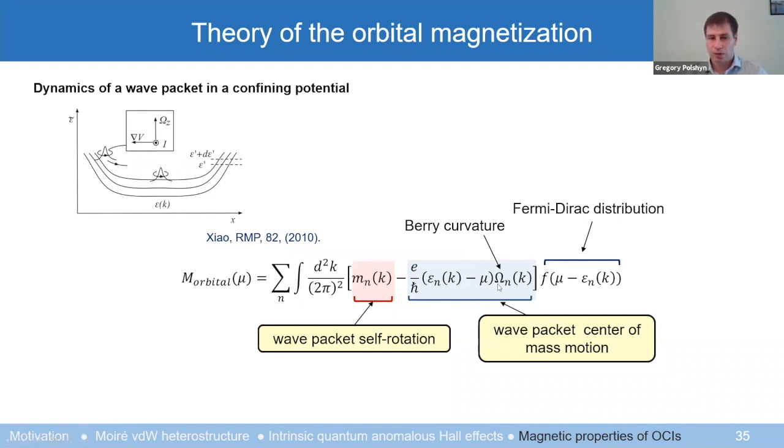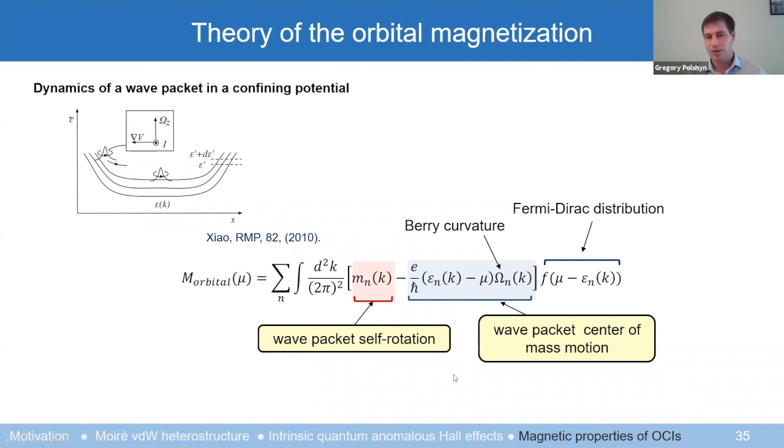And this contribution has an interesting structure. It's proportional to the Berry curvature times the energy difference between the energy of the state and the chemical potential. And this peculiar dependence on chemical potential essentially tells us that the contribution of a certain occupied state to the magnetization can change not only with occupation of that state, but also when the chemical potential is changing. So we can see that there is potential for voltage-tuned magnetization.